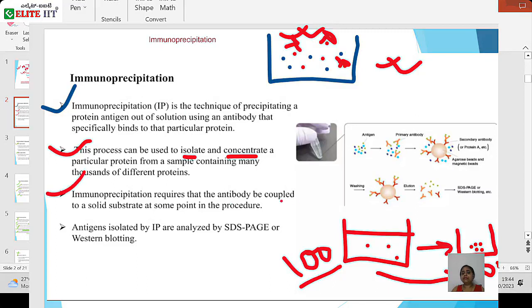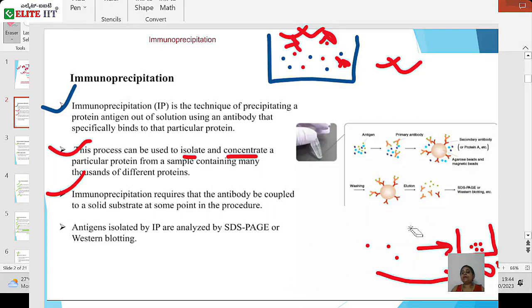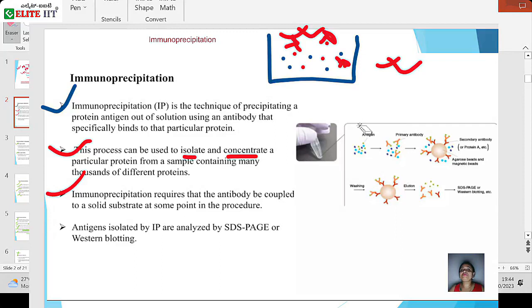Immunoprecipitation requires that the antibody be coupled to a solid substrate at some point in the procedure. In this case, not only antigen-antibody interaction is happening, one new thing is there, called mainly agarose beads, or magnetic beads. Why are those used? In order to separate the precipitated sample very easily, beads are added. Beads means either magnetic bead or agarose bead.